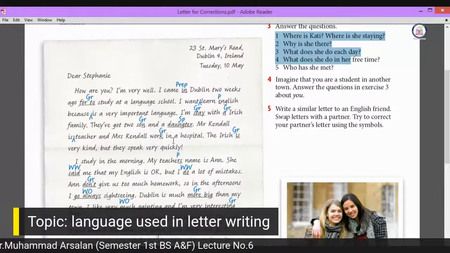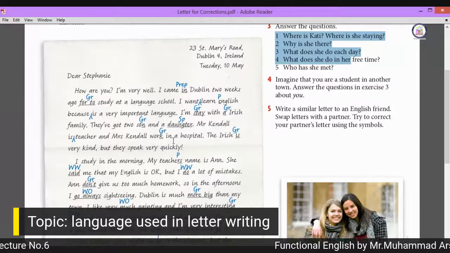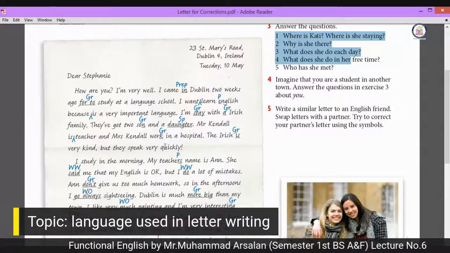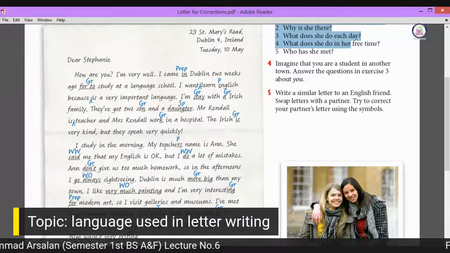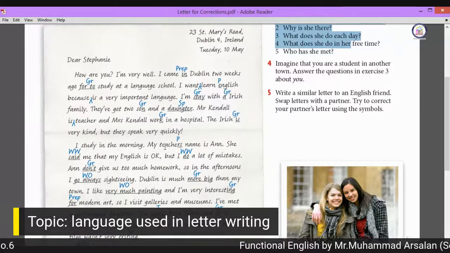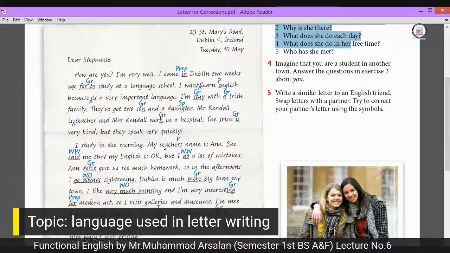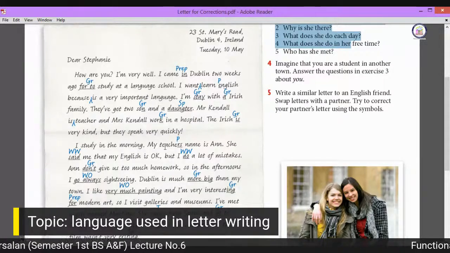Because she is staying. She's staying. Why is she there? She came to Dublin to study, learn English language. Good. She's staying with an Irish family.